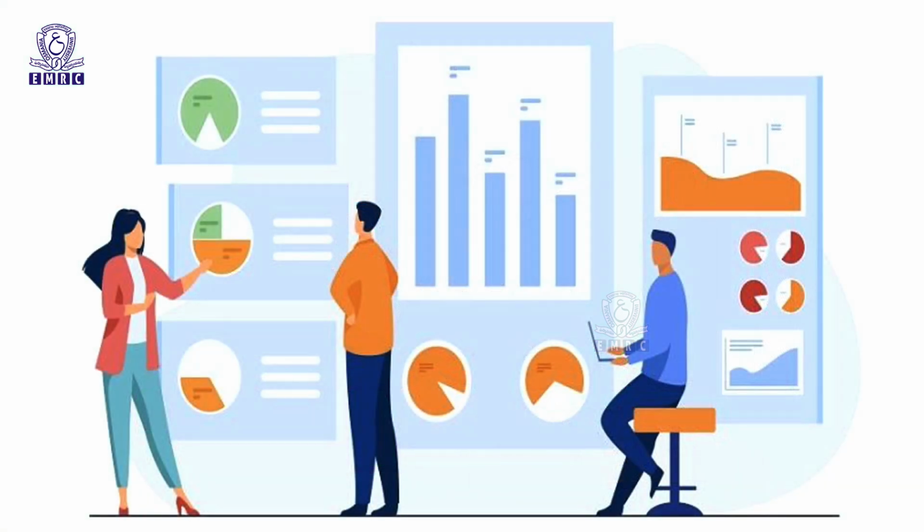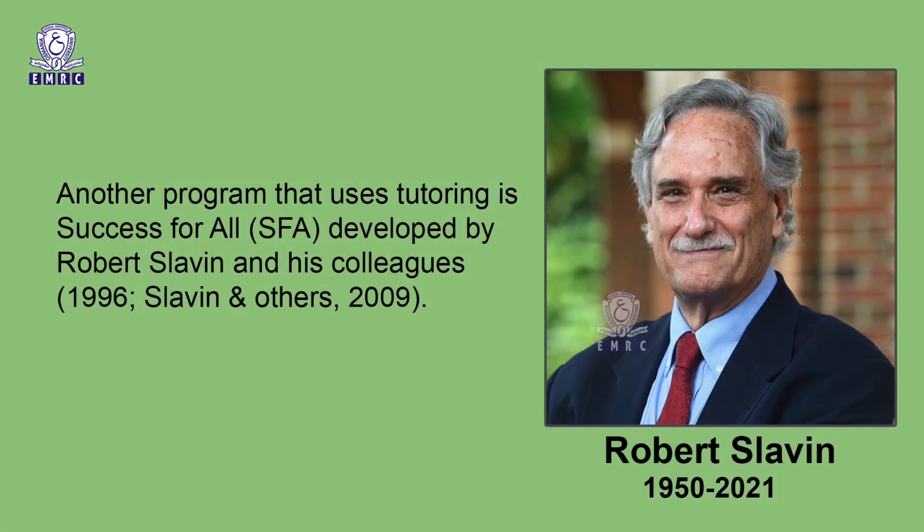A recent analysis with strict criteria for research success revealed that Reading Recovery has a positive effect on students' alphabet skills and general reading achievement. Another program that uses tutoring is Success for All (SFA), developed by Robert Slavin and his colleagues (Slavin, 1996; Slavin and others, 2009).